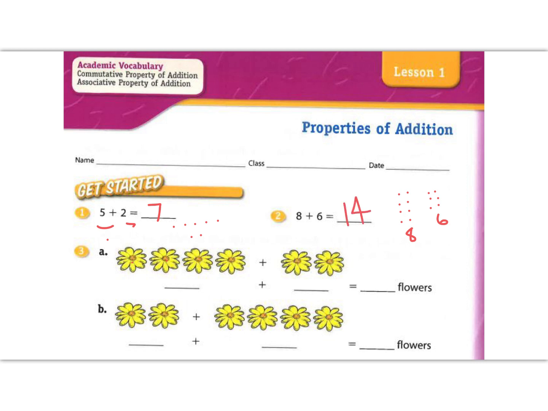Here we have 4 flowers plus 2 flowers equals 6 total. And then 2 flowers plus 4 flowers equals 6. So that is the commutative property, because we did 4 plus 2 is 6, and then 2 plus 4 is also 6. You can flip-flop them and you'll still get the same answer.